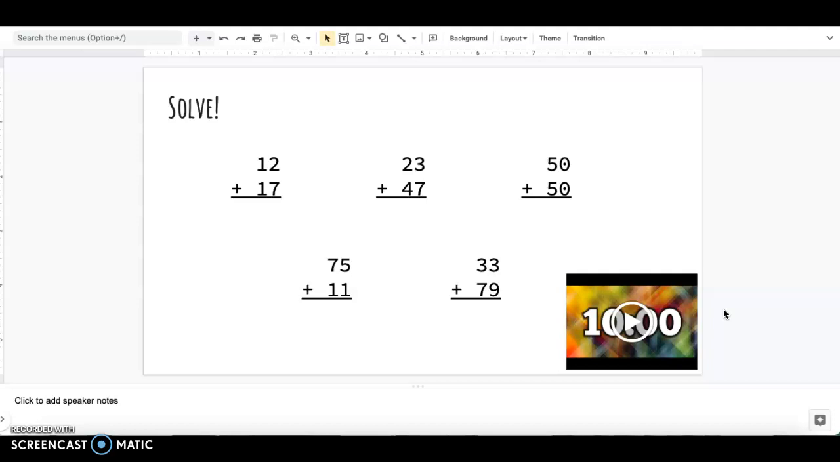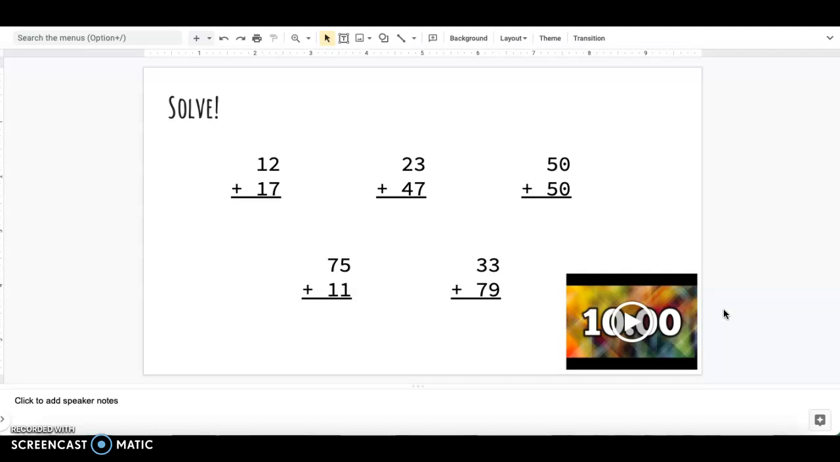And during this 10-minute time, I would circulate the room, and this would be additional time for me to answer any questions regarding solving these questions before we move on to the Kahoot, so that my students are very clear on how the mathematical process works in solving 2-digit addition equations.